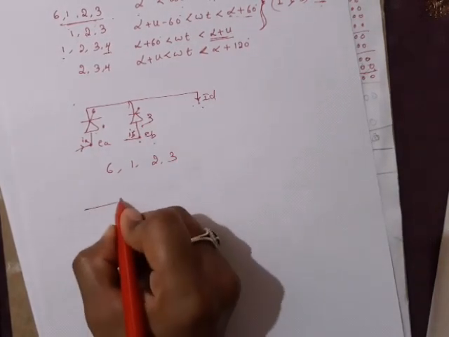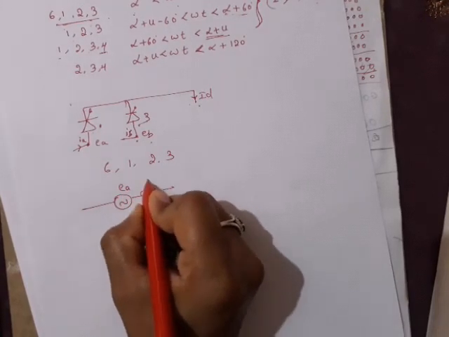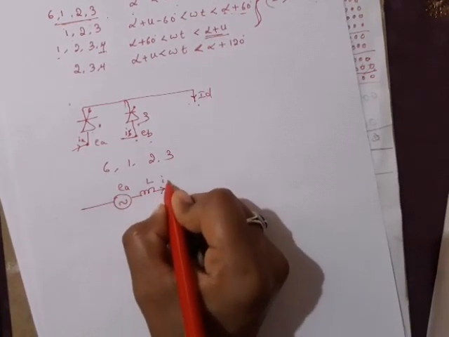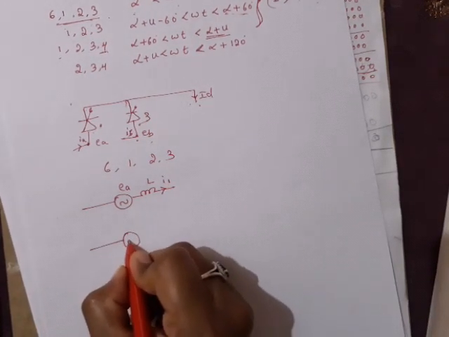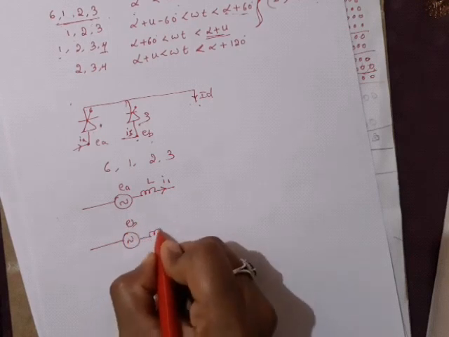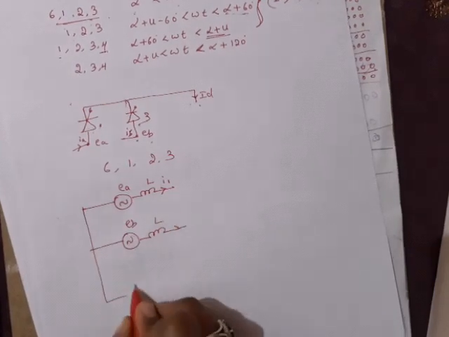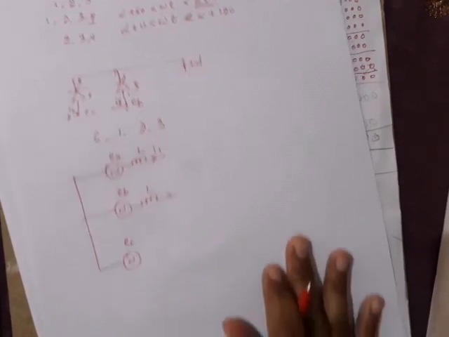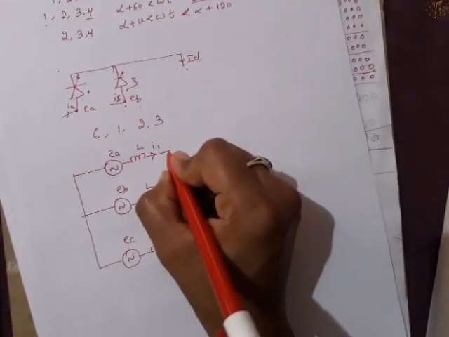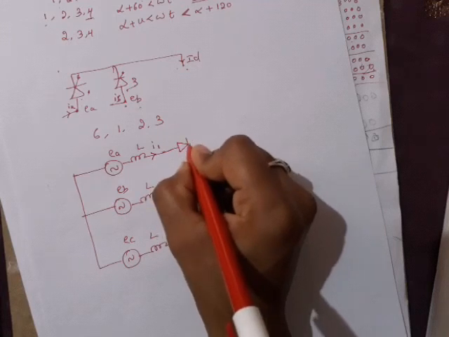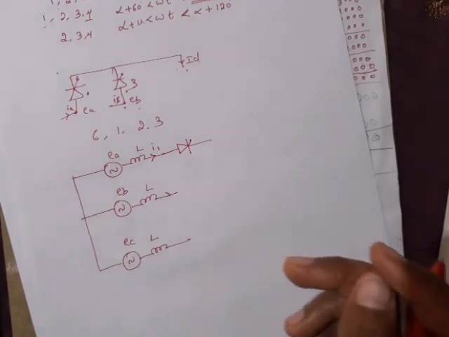So here first I'll write the supply. So this is EA. This is L. So this is IA. I'll take it as I1. EB, L. And here we have EC, L. So here while number 1 is conducting, you have to remember the Graetz bridge, or I can show you the Graetz bridge.